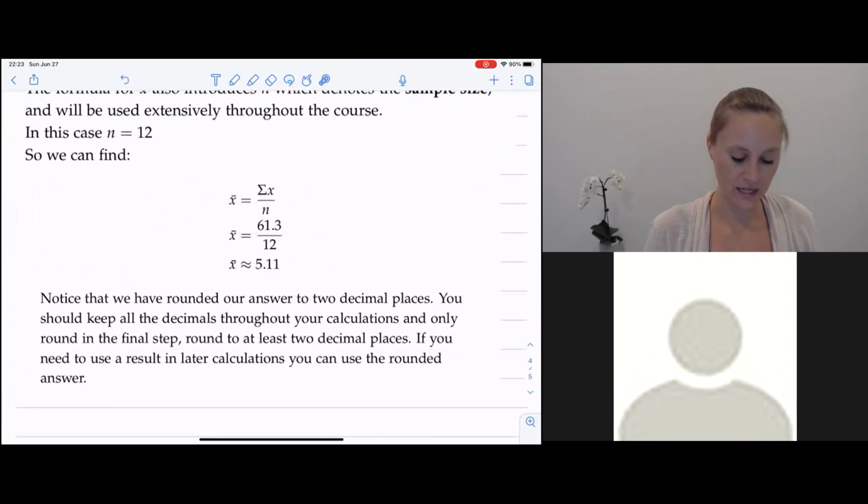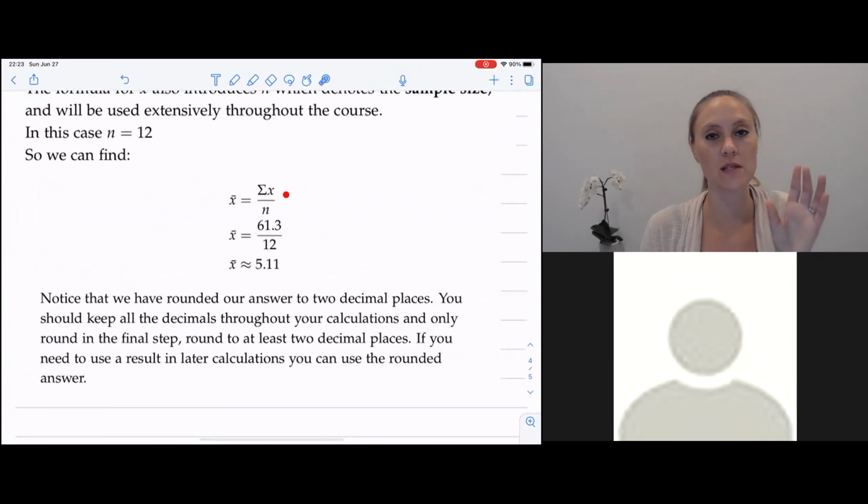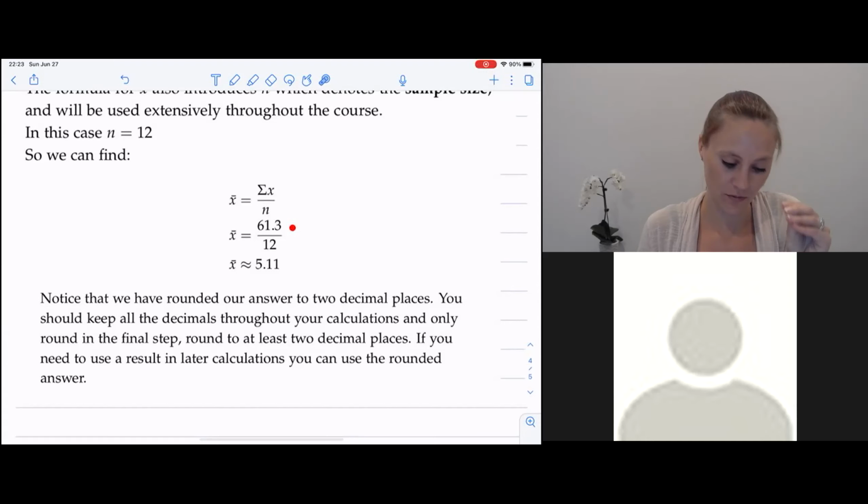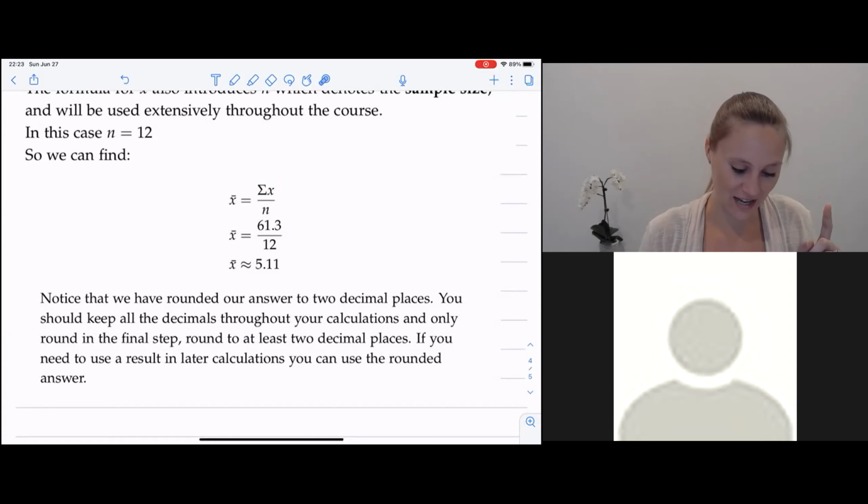So what we find is, and we can piece this together now, right? The sum of the x's is going to be replaced by 61.3 because that's what we found. And so using this as a placeholder is going to be a good idea for when we calculate the standard deviation. You'll see 61.3 divided by 12, and I tried to be good about showing that this is an approximation, right?